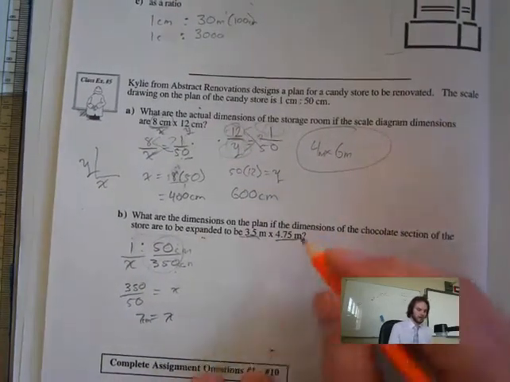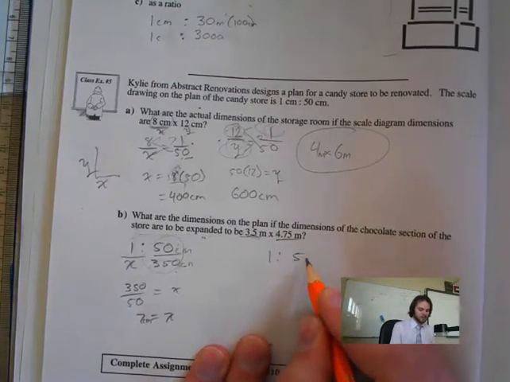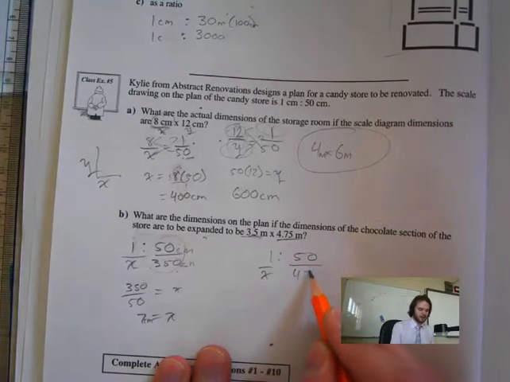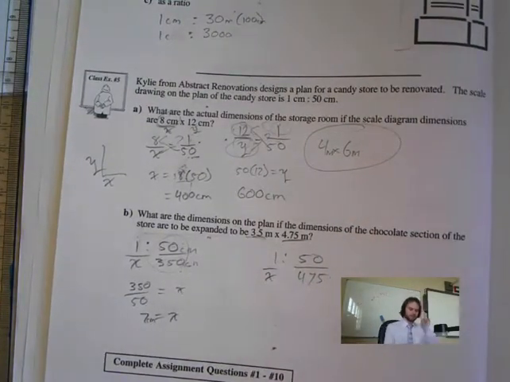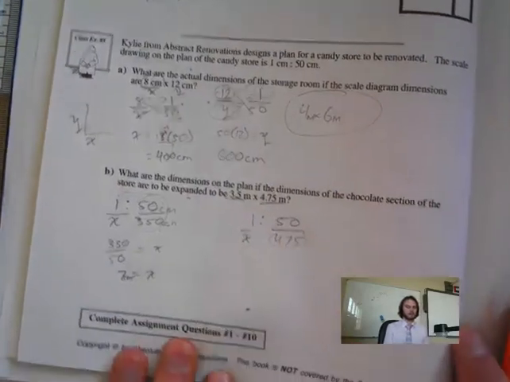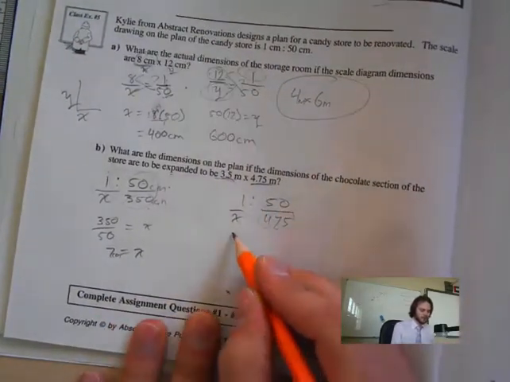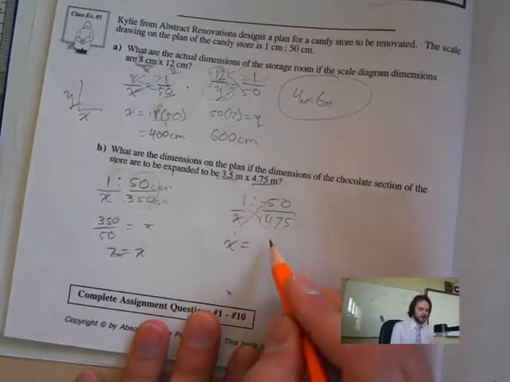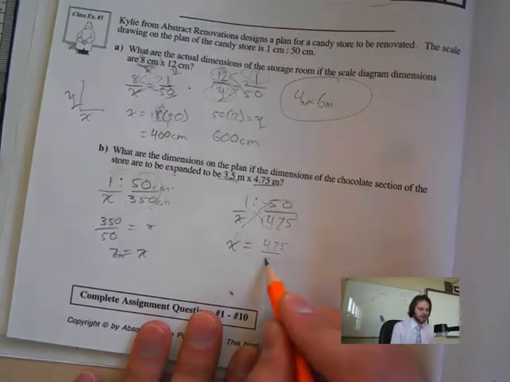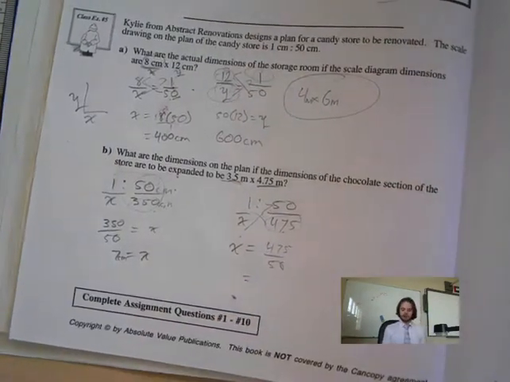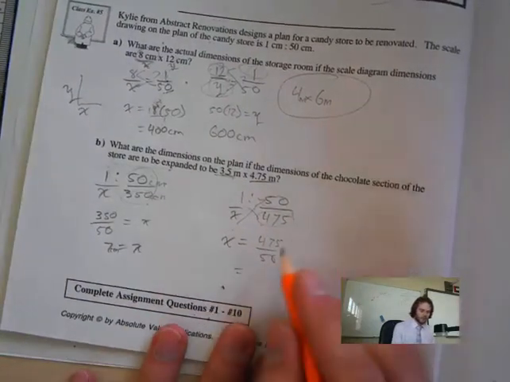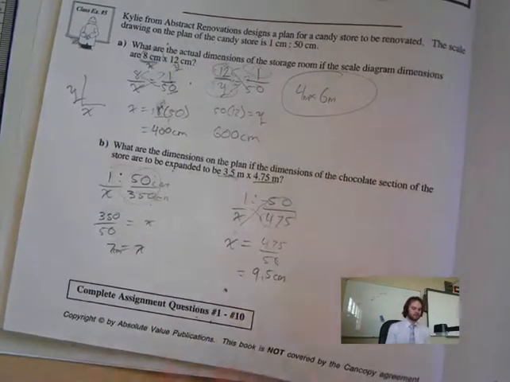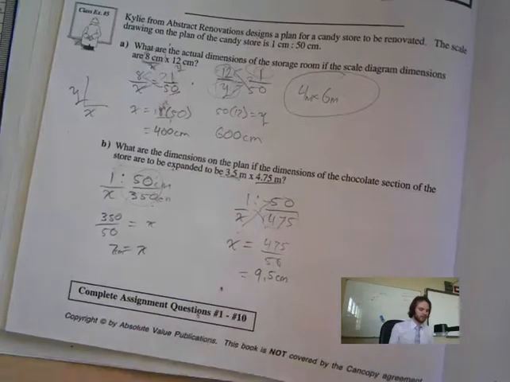Now let's take a look at my y. Same idea. We have 1 to 50. Okay? So I look at that. That's 1 over x. And we have 475. Okay? So 475 is my big scale. I want to continue this. I end up getting 1. I get x is equal to, we just cross multiply, rearrange for x, 475 divided by 50. Okay? So 475 divided by 50 is going to give me a total of 9.5 centimeters.